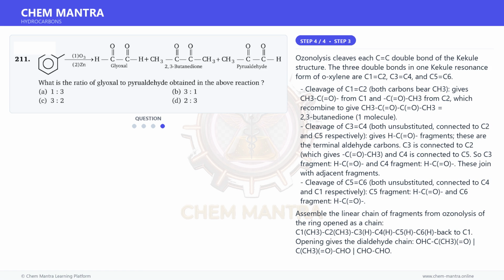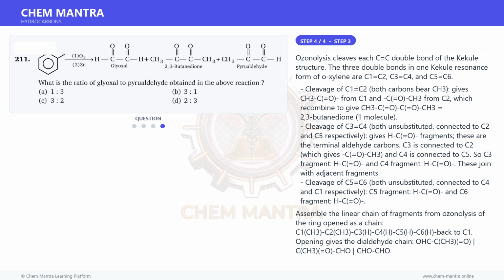Cleavage of C5=C6, both unsubstituted, connected to C4 and C1 respectively. The C5 fragment is HC=O, and the C6 fragment is HC=O. Assemble the linear chain of fragments from ozonolysis of the ring opened as a chain: C1, CH3, C2, CH3, C3, H, C4, H, C5, H, C6, H, back to C1.